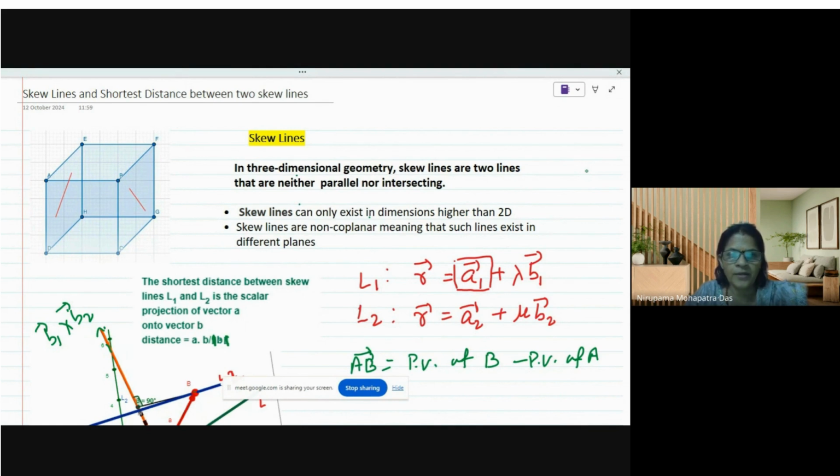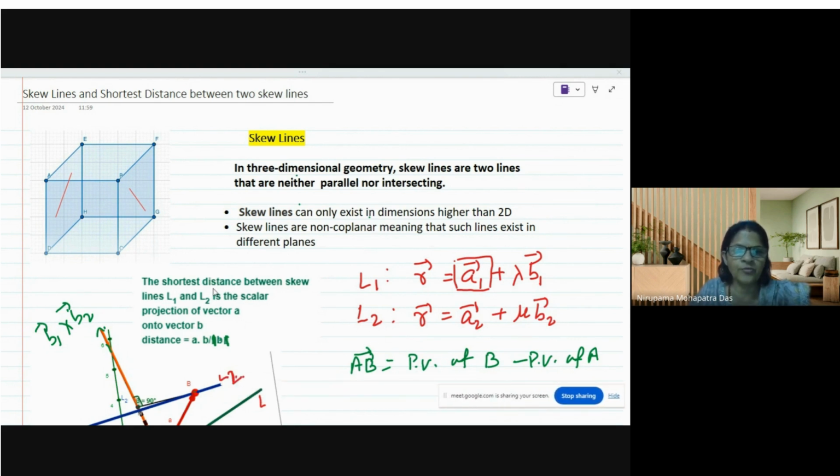So what I understood from this is that skew lines do not lie on the same plane. For example, in this figure, the two lines are in different planes. So skew lines are non-coplanar. It means they do not exist in the same plane, or you can say skew lines exist in different planes. Extending the concept a little more, skew lines can only exist in a dimension higher than 2D, higher than two dimensions.